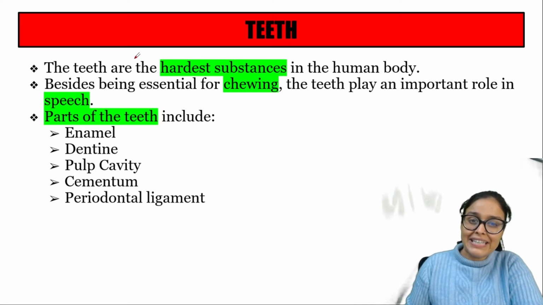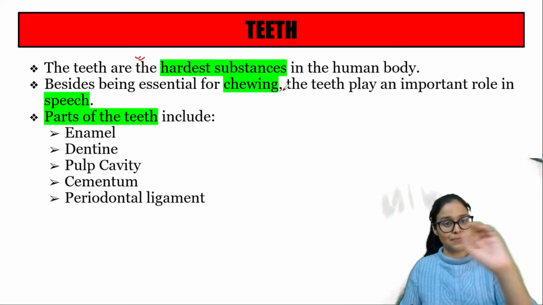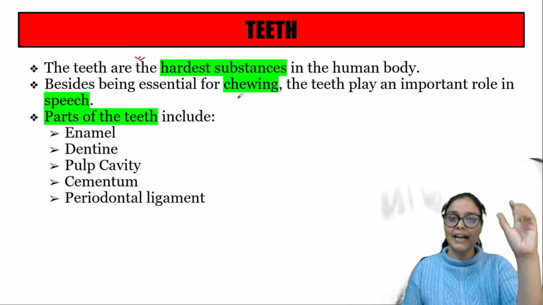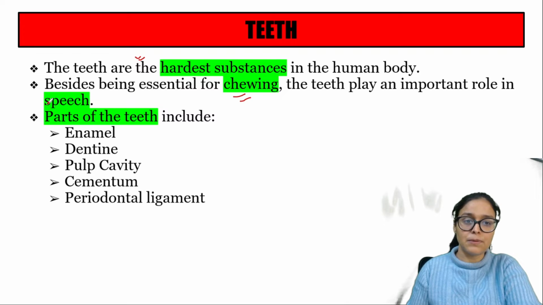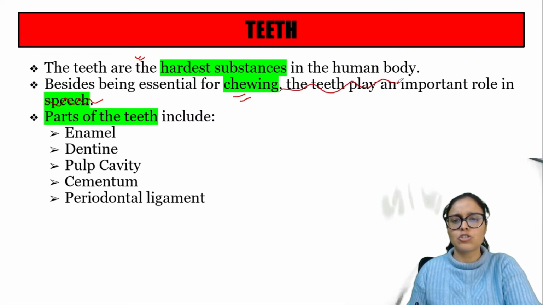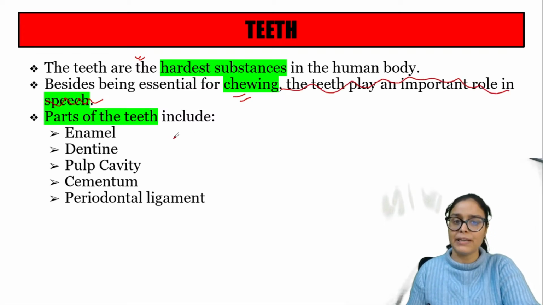If we see about teeth, तो बच्चा, teeth is the hardest substance in the body, we know, and it will be helping in the chewing, right? So that is the purpose of them, right? तो speech तो नहीं, but हाँ, chewing में they are having main role.